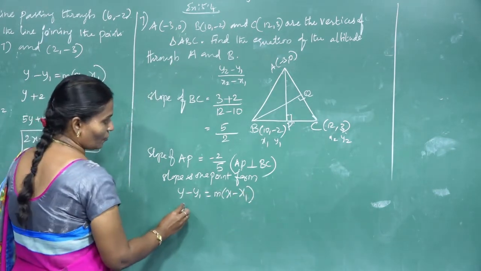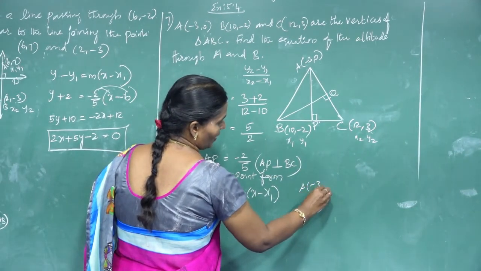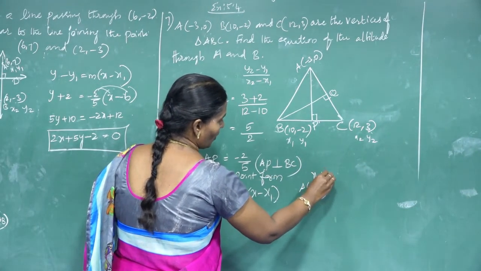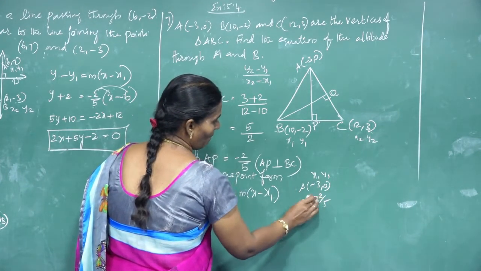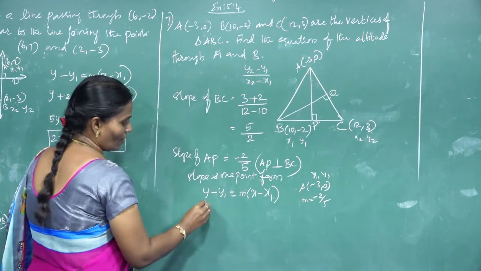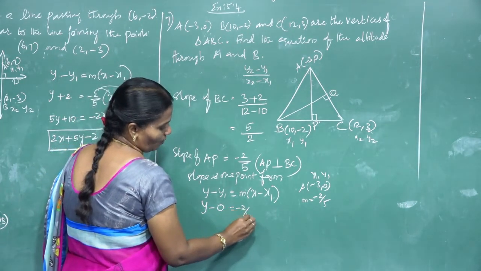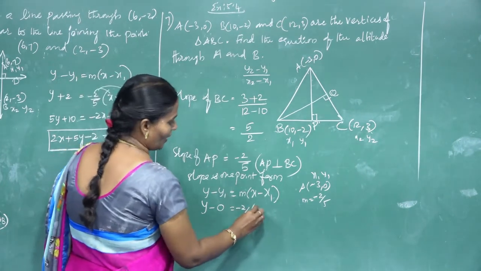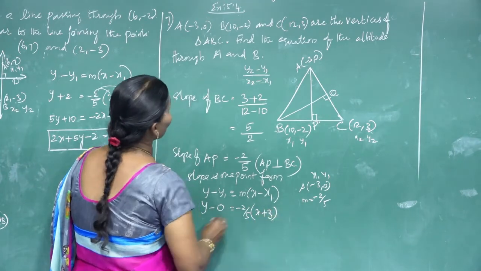Now substitute here. What is the one point? That is the A point, -3, 0. Consider this x1, y1. The slope m is equal to -2 by 5. So y minus 0 is equal to -2 by 5 of x minus x1, where x1 is -3. So minus of minus is plus 3.